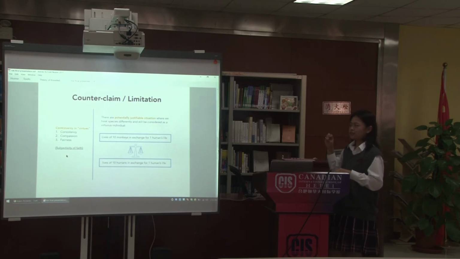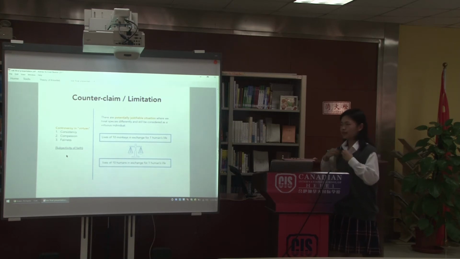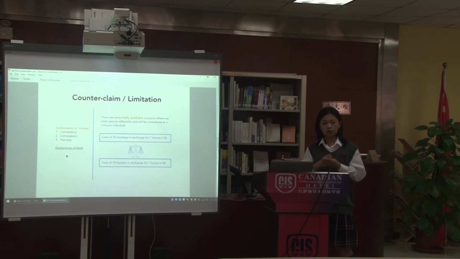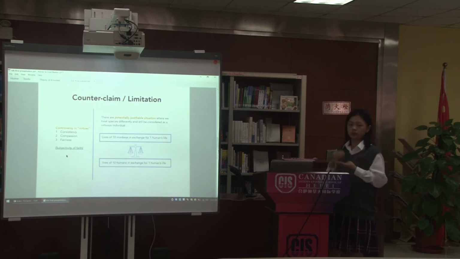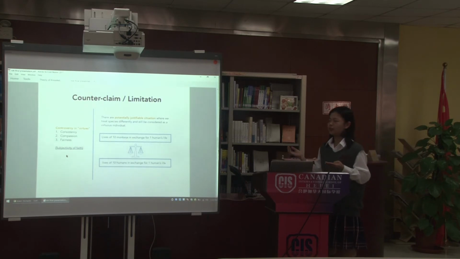So my question is, can we justify that sacrificing animals but not humans is a reasonable action in some situations while still avoiding being subjective as a human? It's not, oh, we can kill animals but not humans because we're human and that's how we feel. What we are looking for is a systematic approach or theory that can be applied universally.